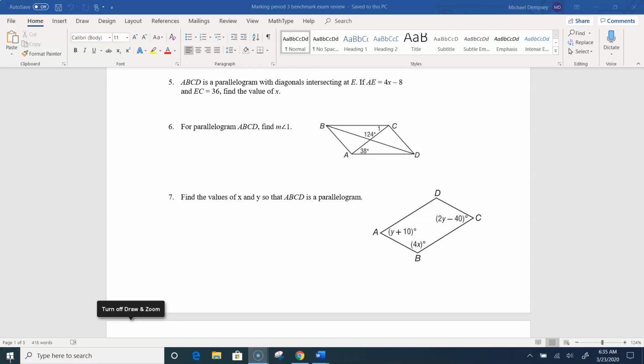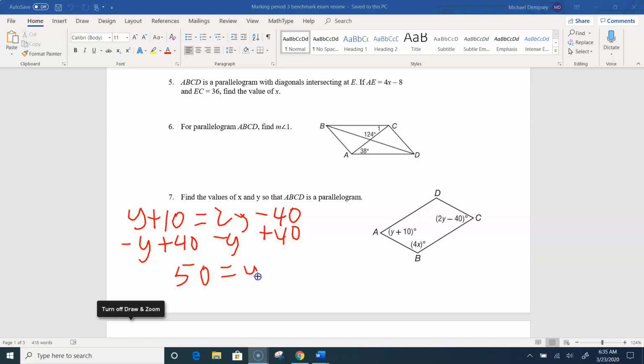Okay, so when you submit your answers for number 7 online, I think I reversed the alphabetical order to maybe give you a hint so that you know you're going to have to find y first. There's no way to figure out what x is because there's nothing to pair it with. But in a parallelogram here, A and C are equal to each other. So I can start with y plus 10 is equal to 2y minus 40. So if I add 40 to both sides, and I subtract y from both sides, what do I get? I get 50 equals y right away. Okay, so I get y equals 50.